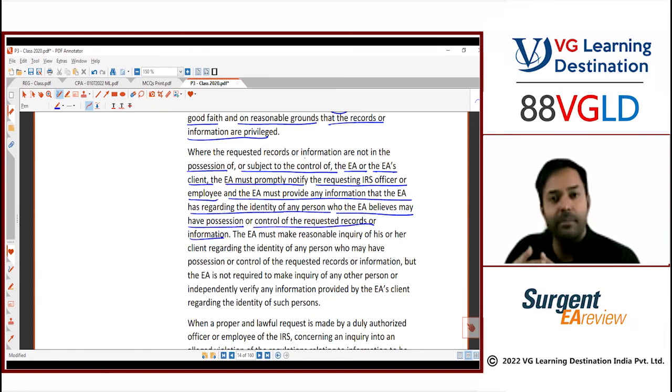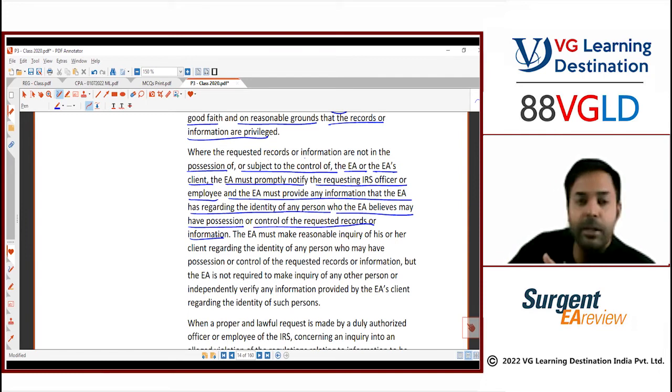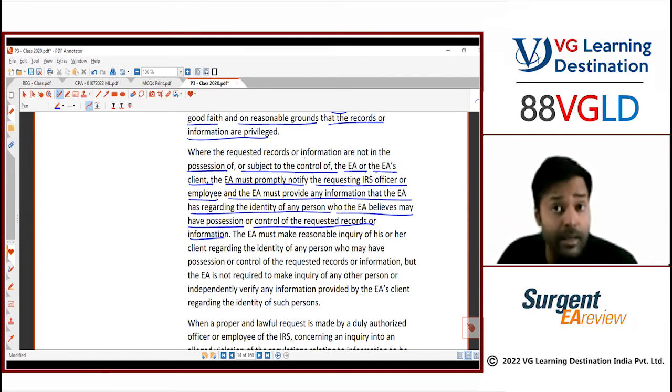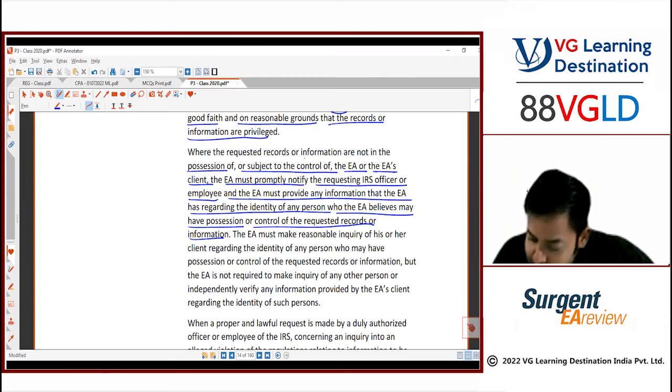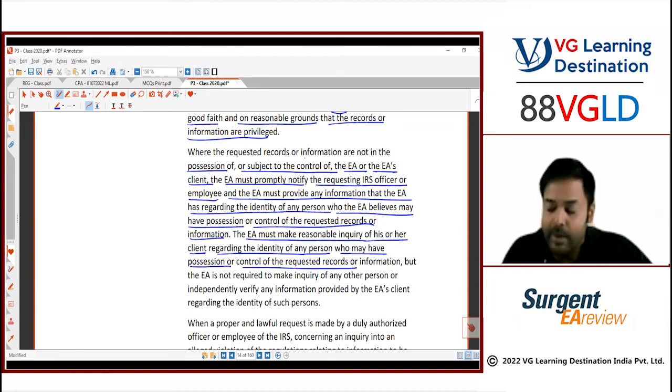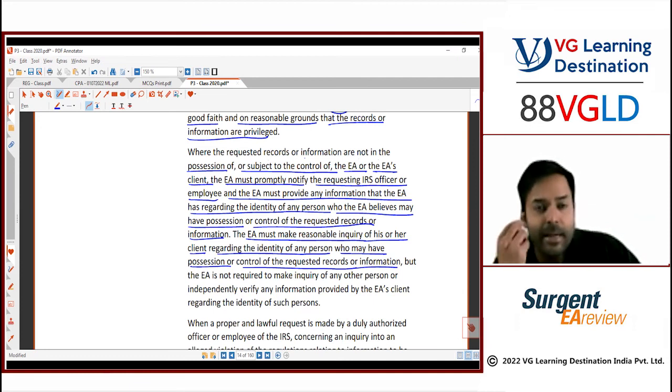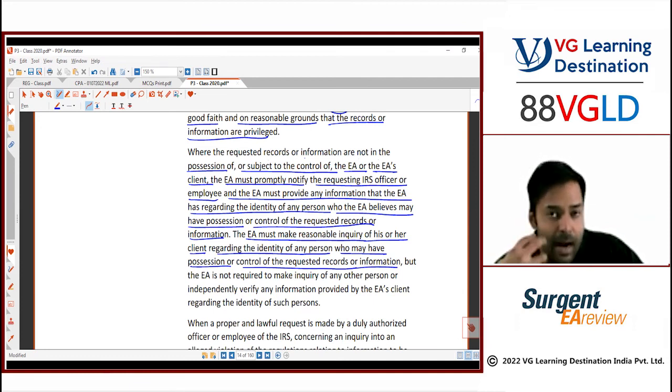So when the IRS is asking for any information, you will inform the IRS if you have it. If you don't have it, you will try to arrange it with the client and then provide it. If you still don't have it, you will inform the IRS about this. The EA must make reasonable inquiry of his client regarding the identity of a person who may have possession or control of the requested information. So you will ask your client where and how you can arrange the information the IRS needs.